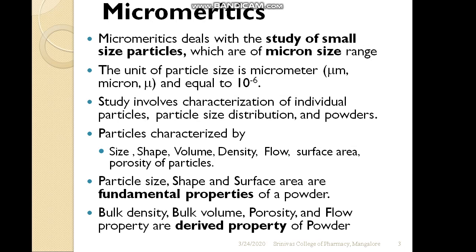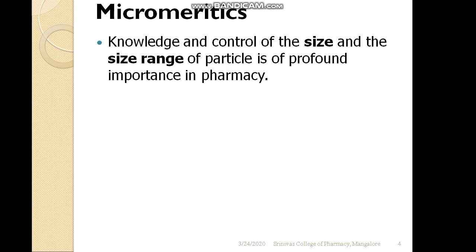So particle size, shape and surface area are called fundamental properties. Bulk density, bulk volume, porosity and flow properties are called derived properties of powder. So these basic things you should know. First, what are my fundamental properties? What are my derived properties? Fundamental means basic.